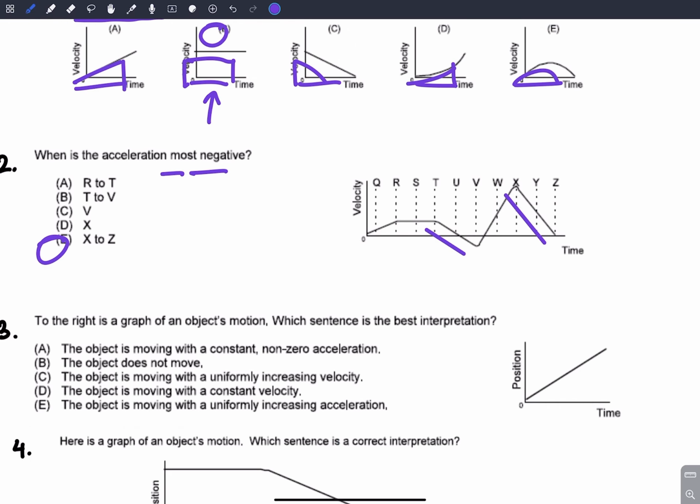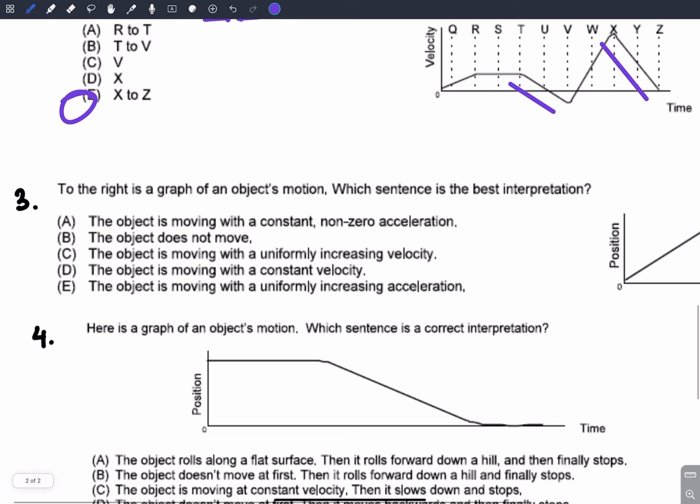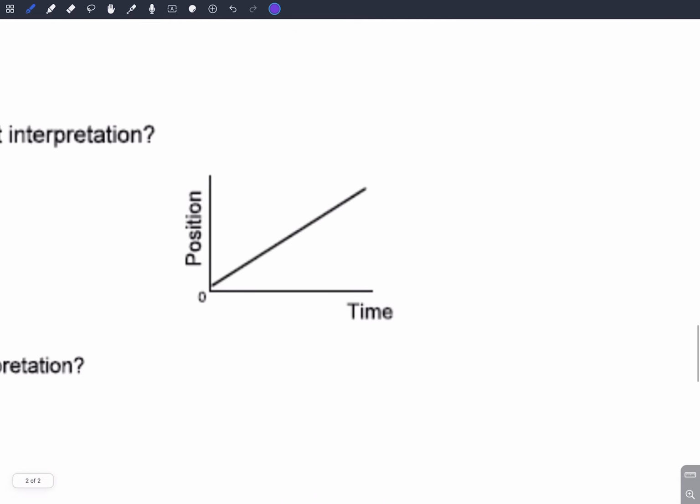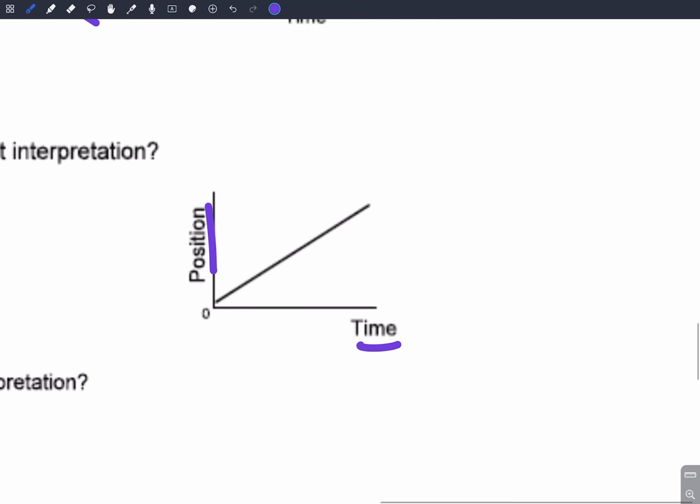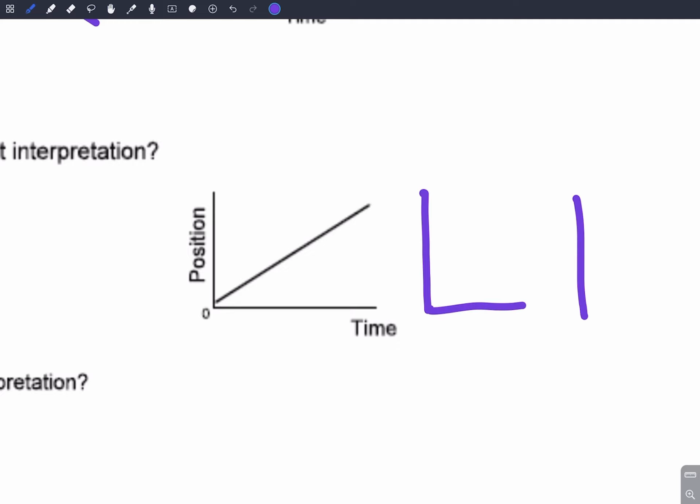All right. To the right is a graph of an object's motion. Which sentence is the best interpretation? So, we're given a position versus time graph. Let's just do our velocity versus time graph and our acceleration versus time graph from this given graph. Okay, so this is a diagonal line. Therefore, we know our velocity versus time graph is going to be horizontal, and our acceleration versus time graph is just going to be 0.